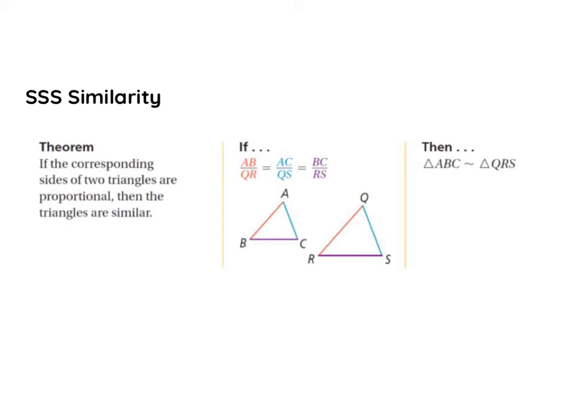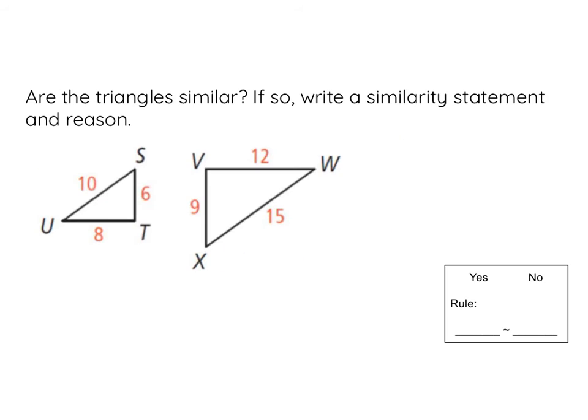Okay, our third and final shortcut is side, side, side similarity. So again, just like congruence. However, the difference is we're not saying that all three of these sides are equal. I'm saying that these three sides are all proportional, meaning they share the same ratio. Okay, so AB over QR is going to equal the same as AC over QS, which is going to equal the same as BC over RS. And if that's true, those are similar, and our rule would be side, side, side. Okay, so let's look at a couple.